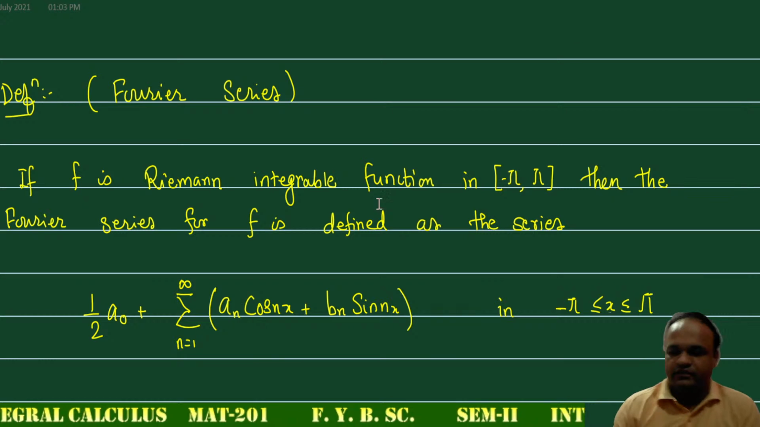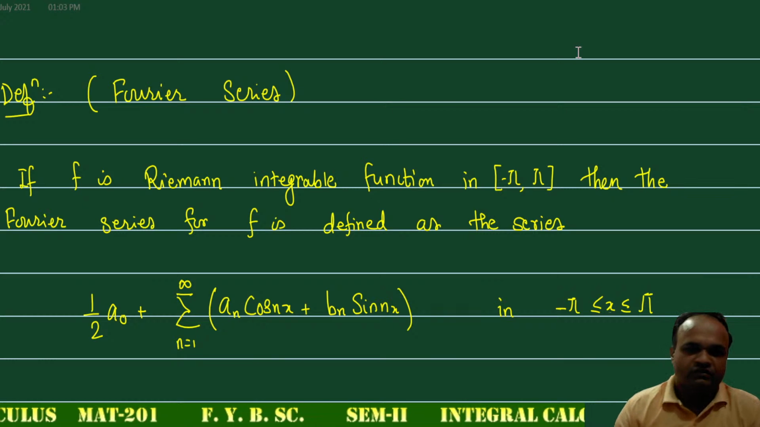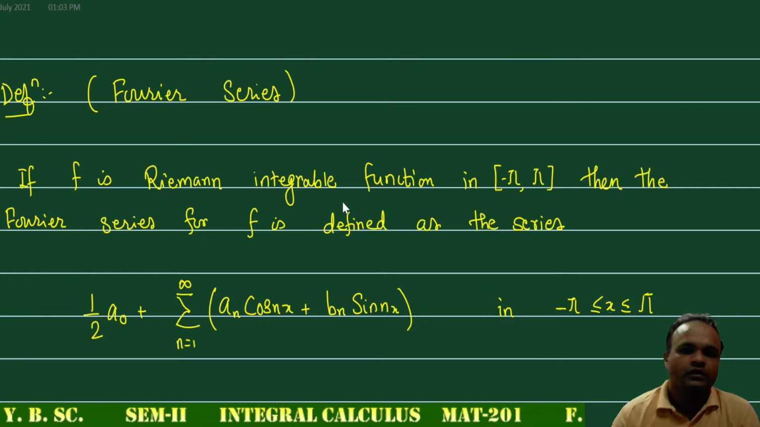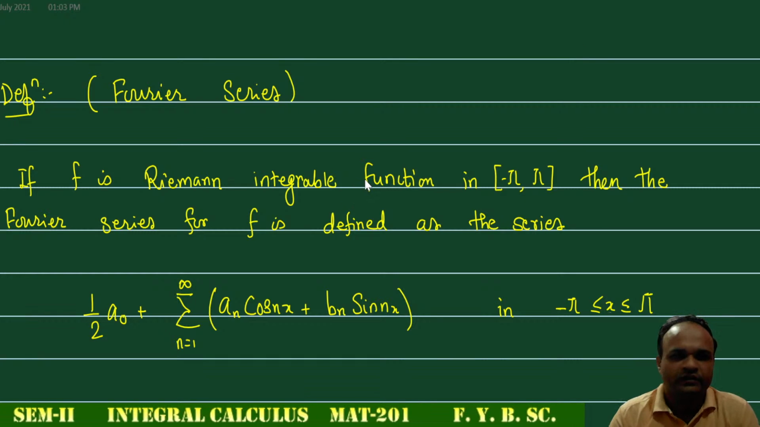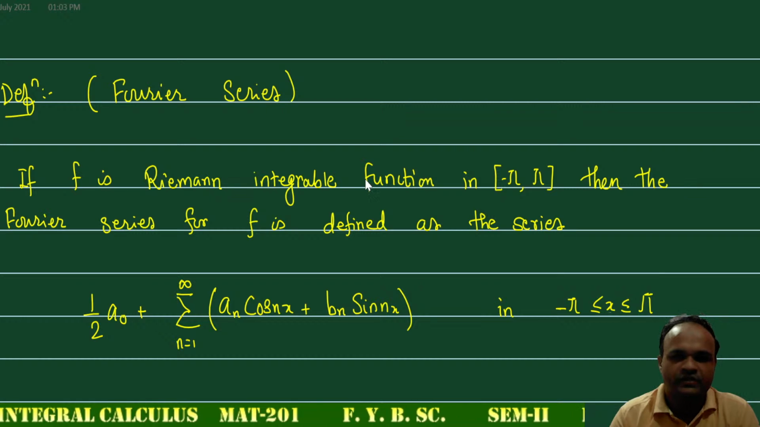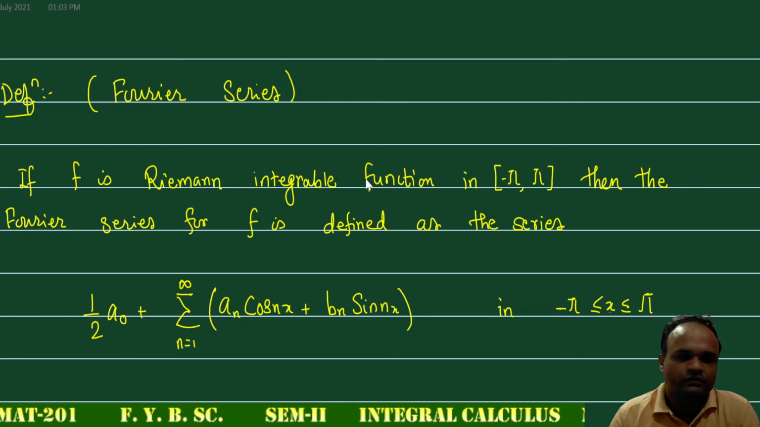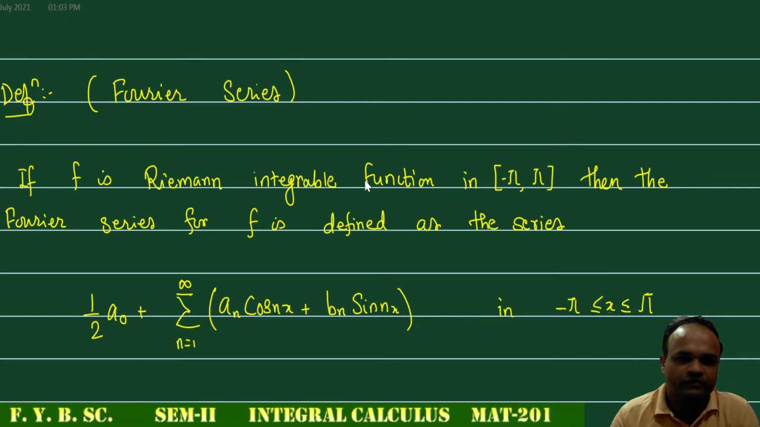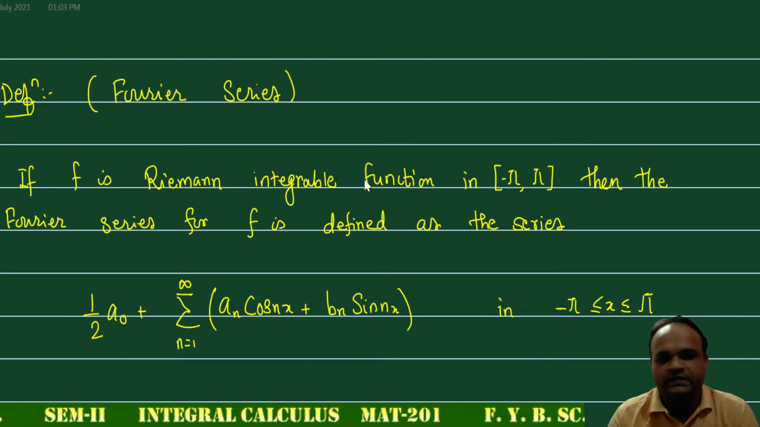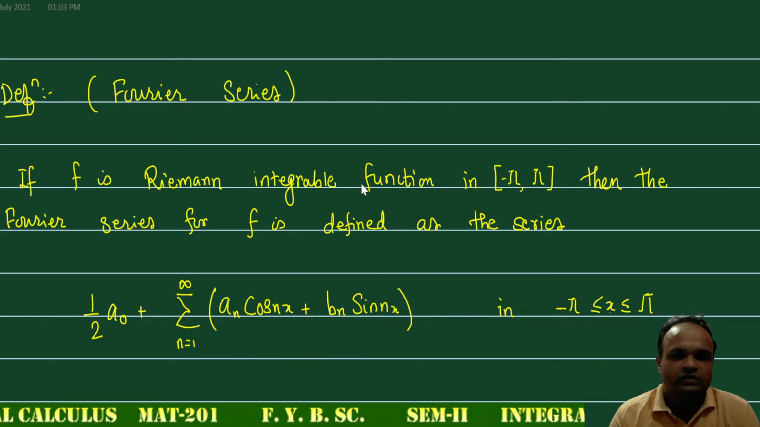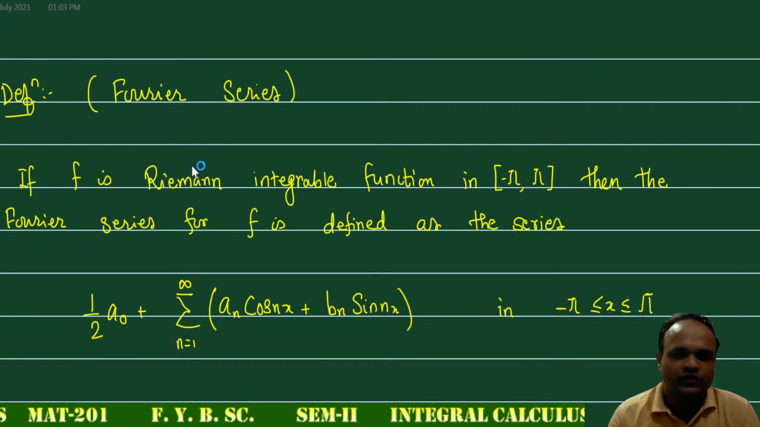So let us welcome to the last lecture of MAT-601, that is Real Analysis 2. Already we have seen the definition of Fourier series and some basic results on Fourier series in the previous lecture. So in this lecture we will see some examples on Fourier series. So let's revise the definition of Fourier series.